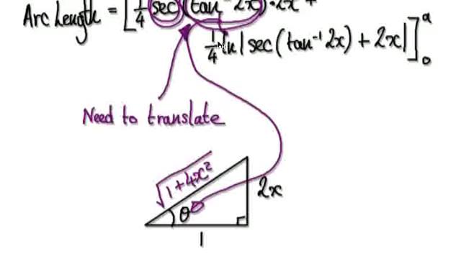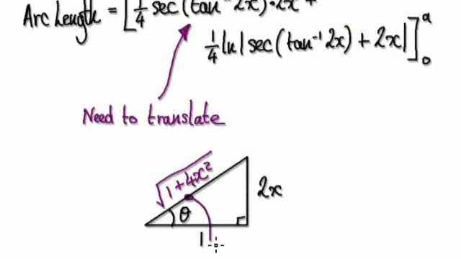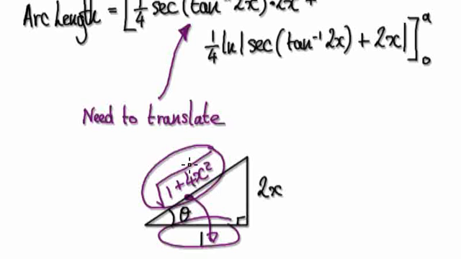Well, if you secant the angle, then it's going to be hypotenuse over adjacent. So it simply becomes root of 1 plus 4x squared.